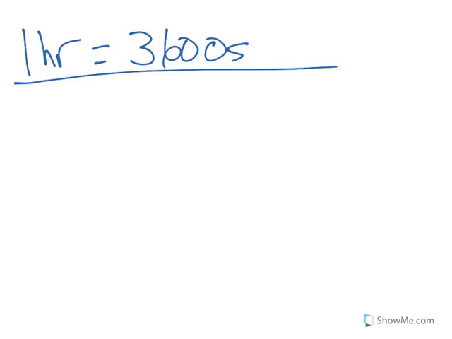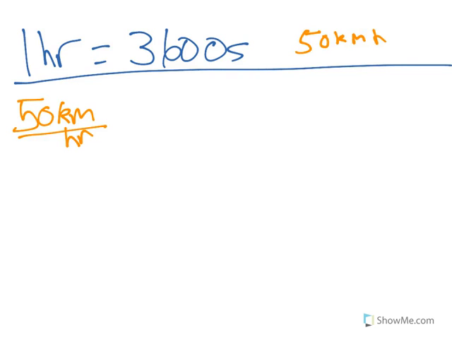In addition, please remember that 1 hour is equal to 3,600 seconds. Just remember that conversion. This conversion may come up. Let's say that the car is going 50 kilometers per hour. That means it's 50 kilometers in 1 hour. You're going to have to get that into meters per second.